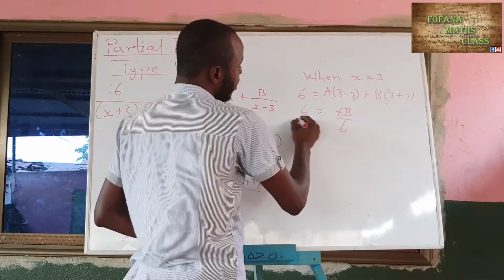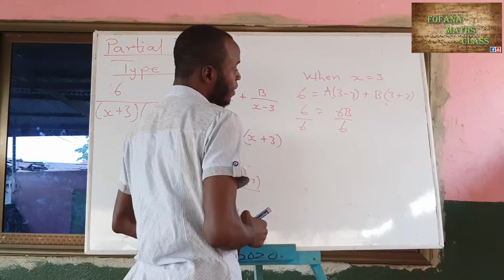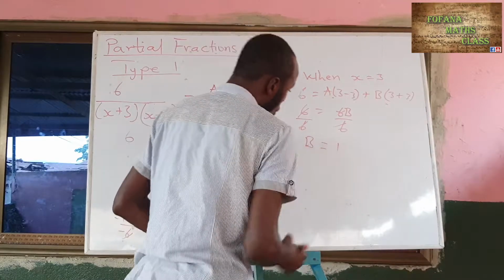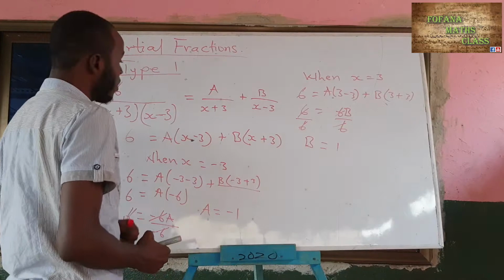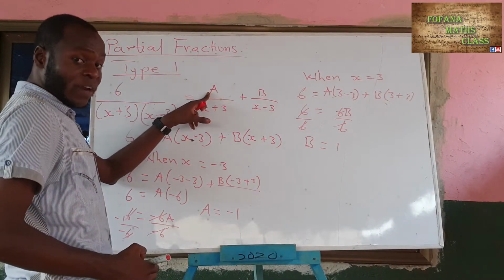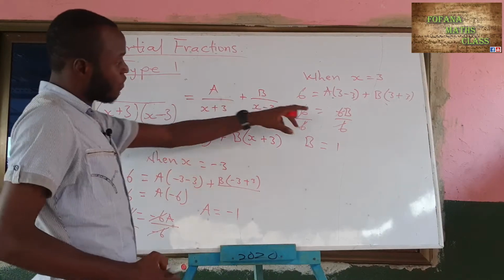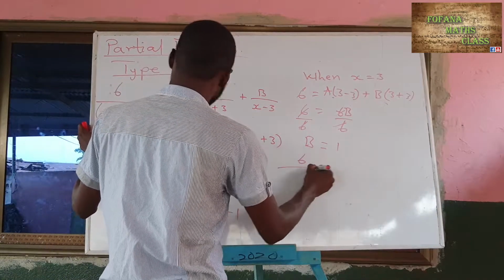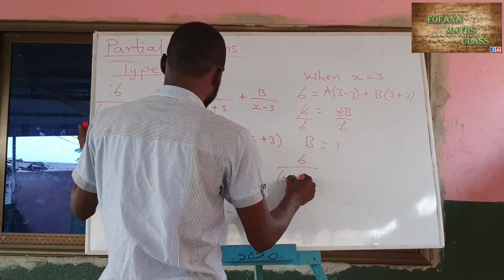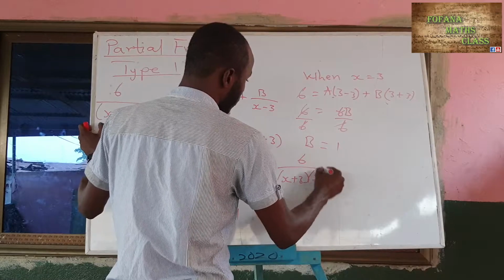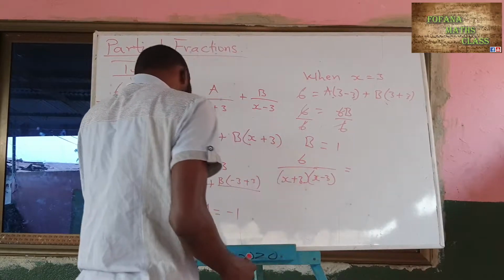We want b, so we divide both sides of the equation by 6. So we have b equal to 1. From there, we will rewrite the whole of this, and instead of writing the variables here, the constants here, we put the values of the constants over there. So we will have 6 over x plus 3, x minus 3 equal to a is negative.